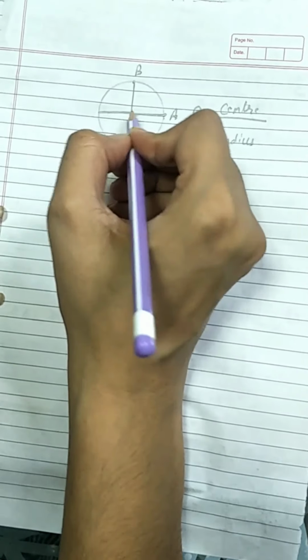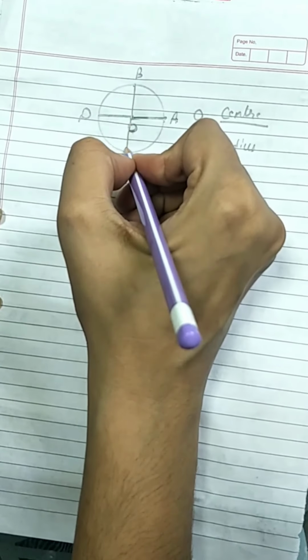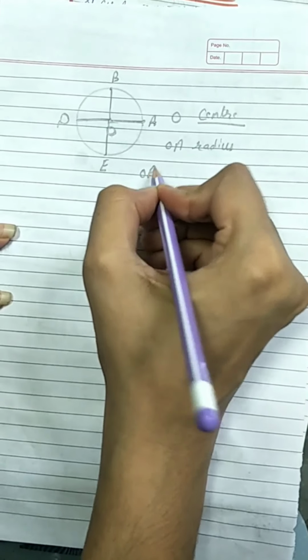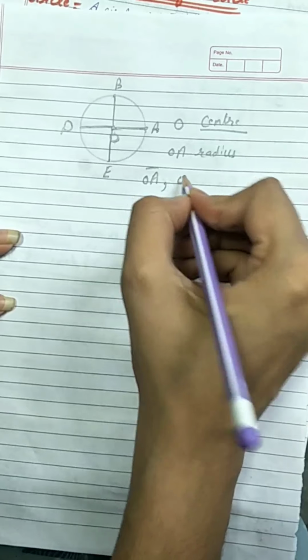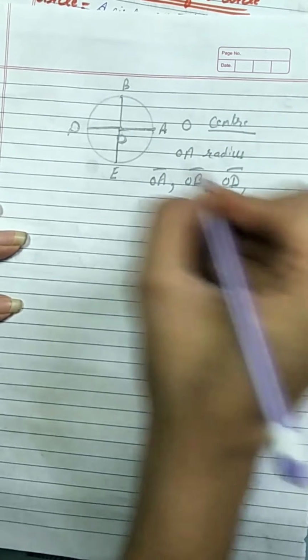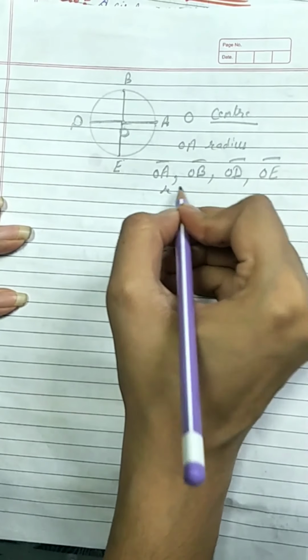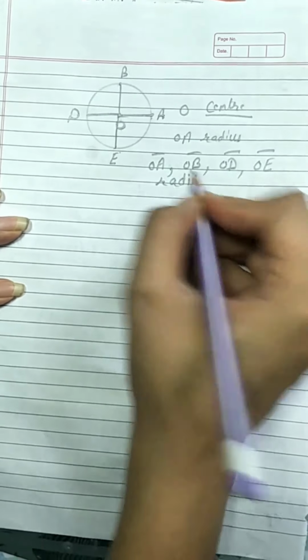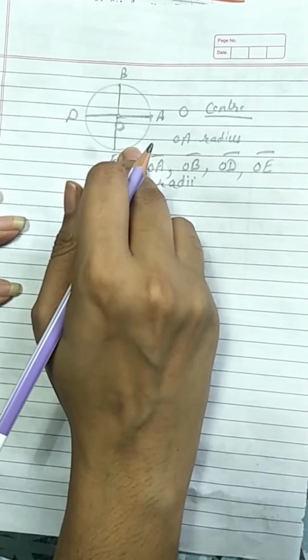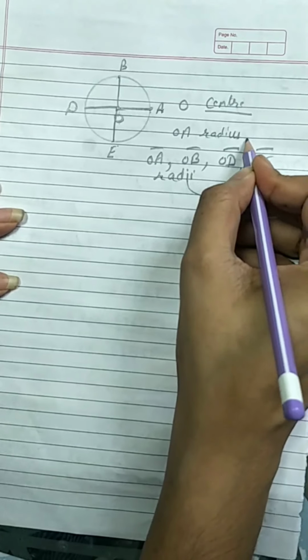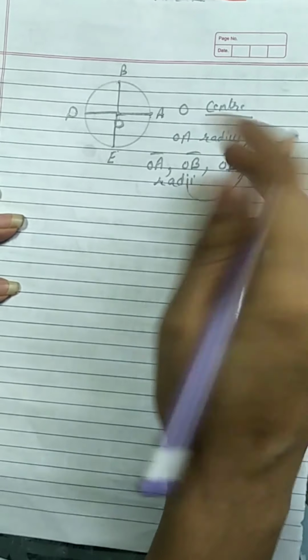Similarly, OD, OE. So we can say that OA, OB, OD and OE are the radii of this circle. Radii is the plural of radius. I hope radius is clear to all.